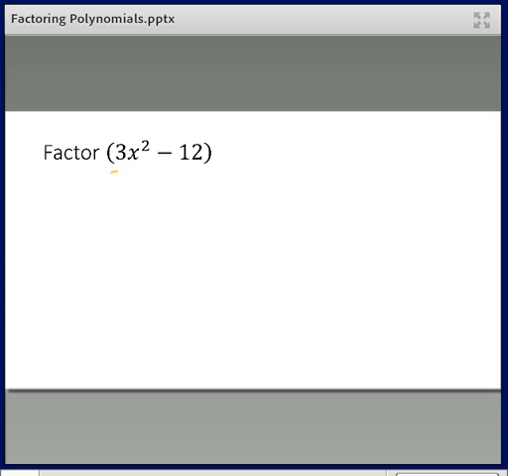Now we'll look at this one. 3 is not a perfect square, so something is wrong here. So when that happens, look to factor a GCF first, greatest common factor. So what do 3 and 12 have in common? They're both divisible by 3. So if I take a 3 out of the binomial, I'm left with x squared minus 4. Now that looks better because x squared is a perfect square and so is 4.